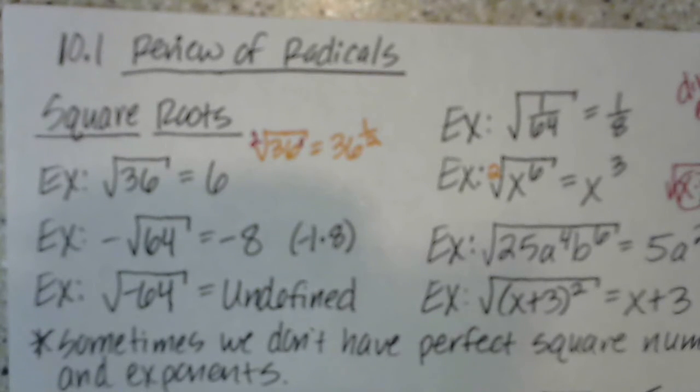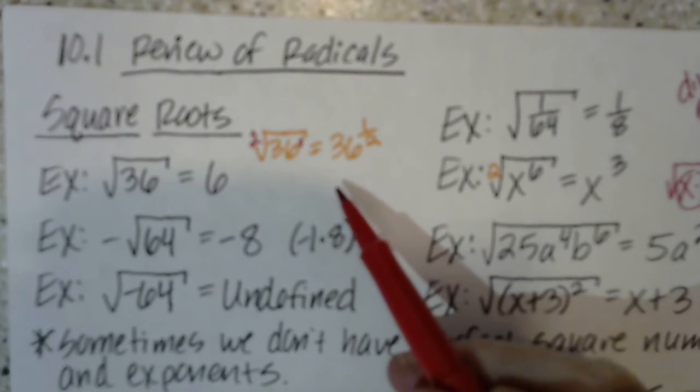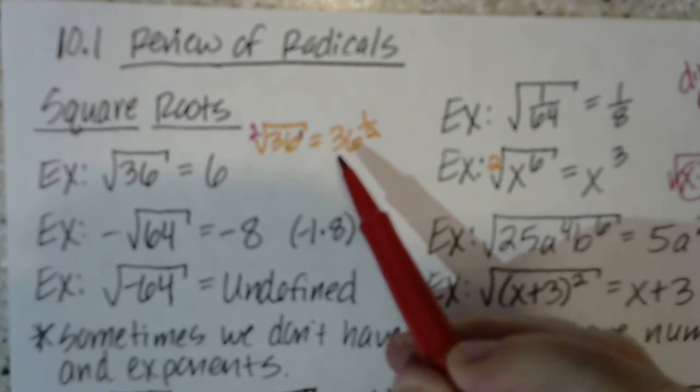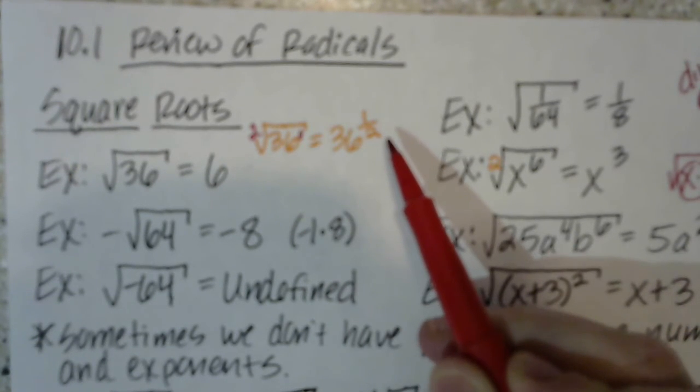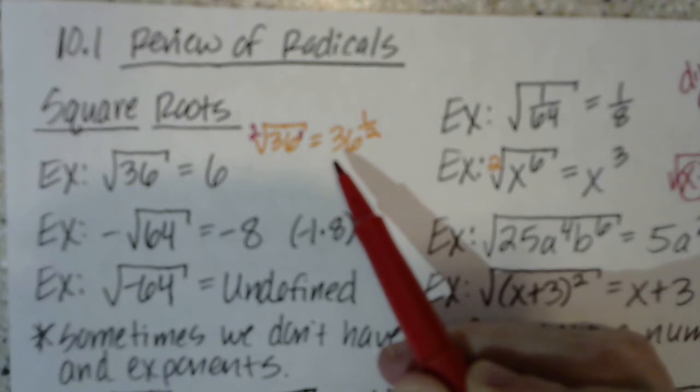Okay, so 10.1 has square roots, cube roots. They might even have some fourth and fifth roots. You are probably most familiar with square roots. Square root of 36 is 6. Square root of 64 is 8. I showed a little connection here to 10.2. The square root of 36 is actually the same as 36 to the 1/2 power. That's what you're going to learn in 10.2.